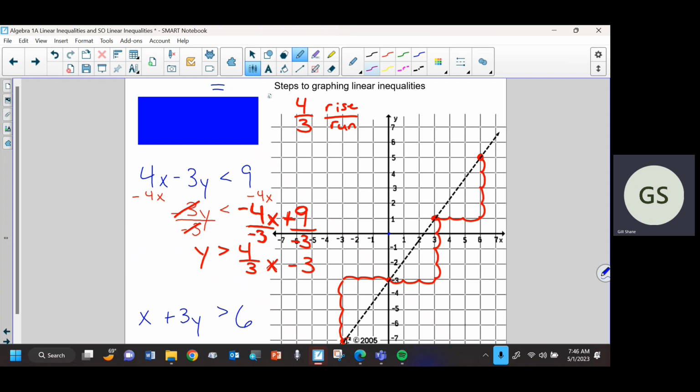I could pick any point over here. Well, actually, I take that back. You cannot pick a point on the line. That's the only thing you can't do because we've already drawn the line. A point on the line has already been created. We did that when we graphed. So we got to pick something off the line to see if it's a solution. 0, 0 just is normally the easiest math.